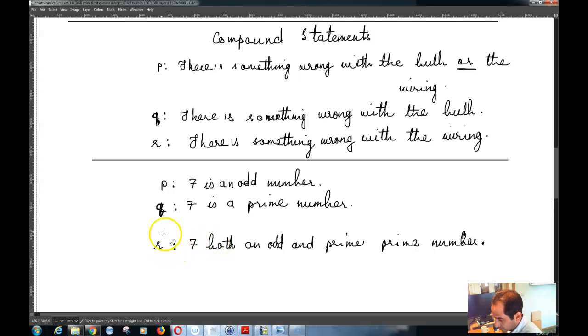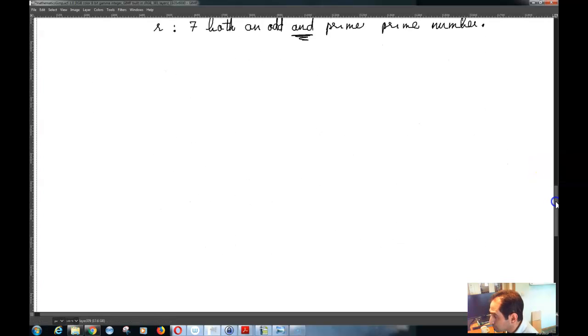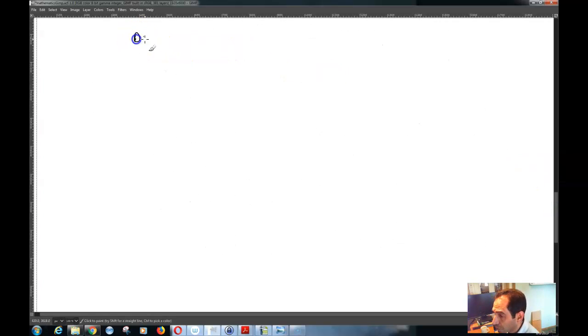So this statement R, we call it a compound statement because it's basically two statements put together, connected with a word like, for example, and, or some other connecting word, which leads us to the following definition as definition number 2.